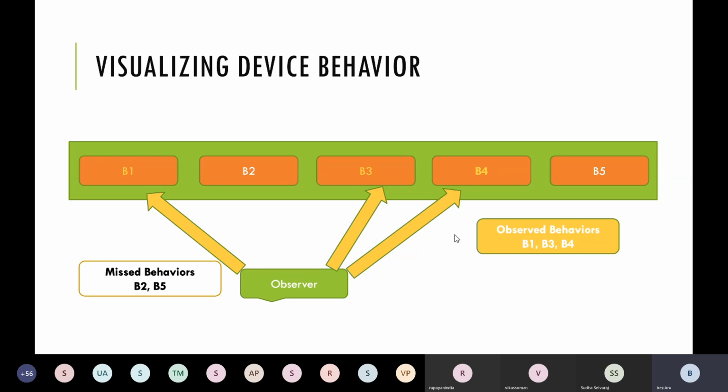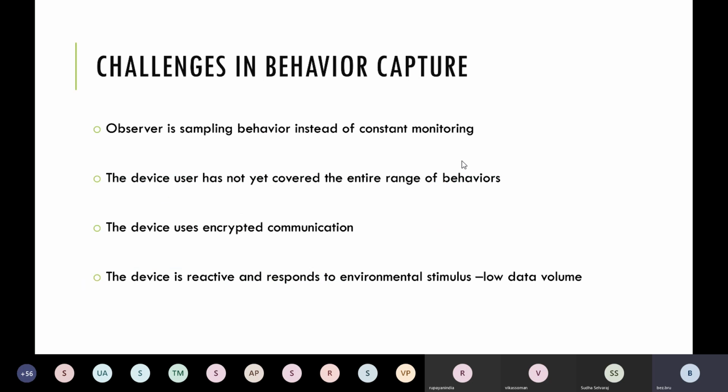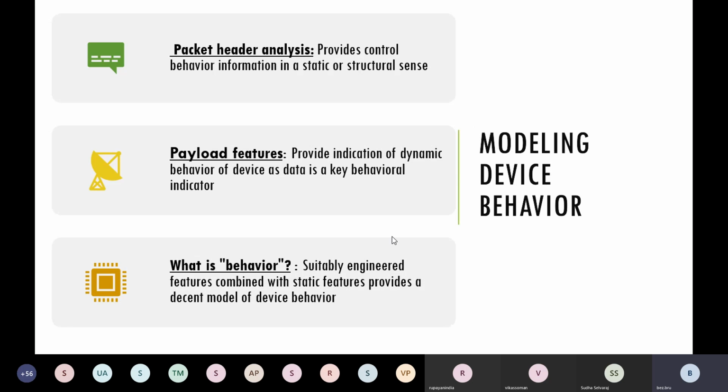Now, how do we use this information to capture the data? Without getting into the details, there's a lot of analysis that has gone into this. I'll give you the brief of how to take the network data and model it into a real problem. A packet contains headers as well as payload. So we divided the behavior of the device into two parts. One is the packet header analysis, which gives you the control information in a static or structural sense. The second is the payload feature.